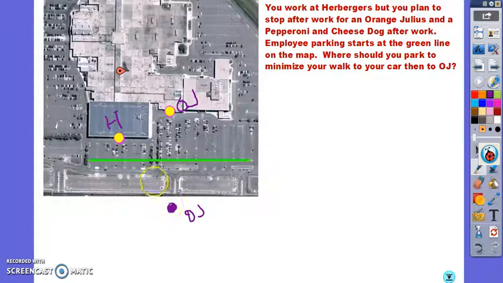The shortest distance would be a straight line. I would park right there. Right there. So if that's the shortest distance for across the street Orange Julius, isn't this distance going to be the same as that? So really, this would be the perfect place to park, even for this side of the street Orange Julius.